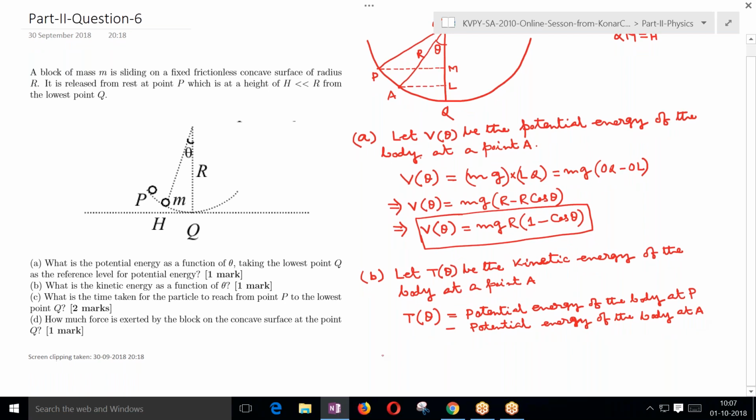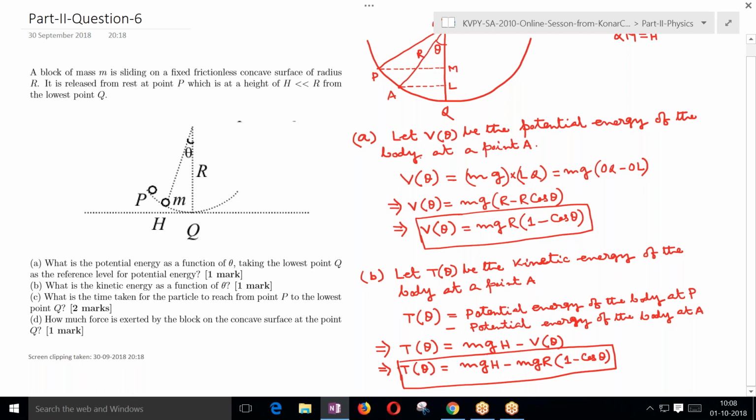T theta, potential energy of the body at the point P will be what? MQ is equal to H, as we already found out. So it will be M into G into H minus potential energy of the body at the point A, which we already found as V theta. So we find the value of T theta, the kinetic energy, as equal to mgh minus mgR into 1 minus cos theta. So this is the kinetic energy of the body at the point A.